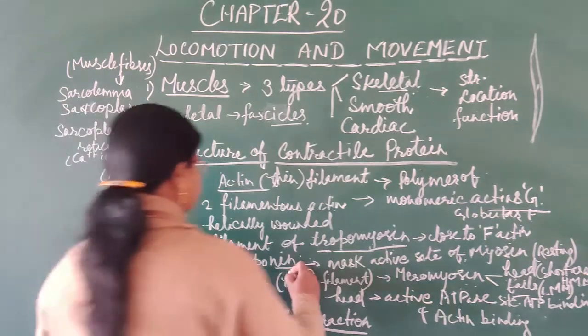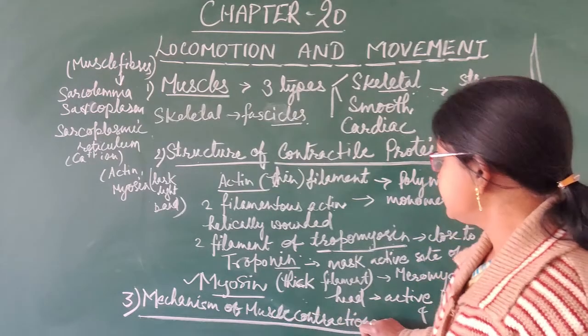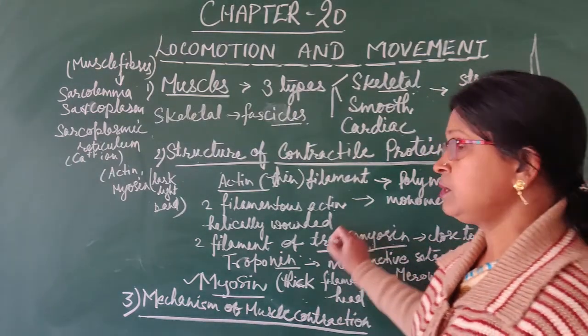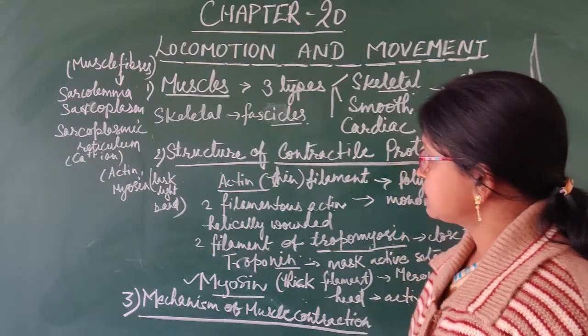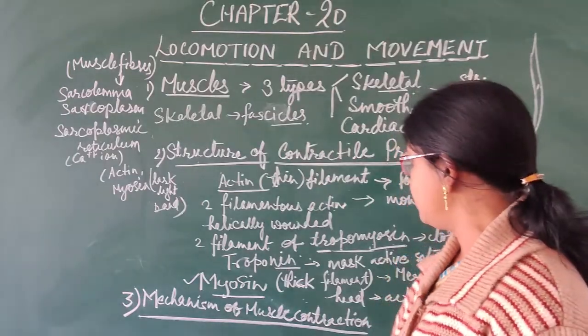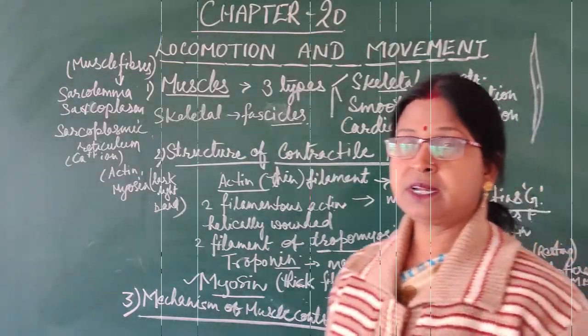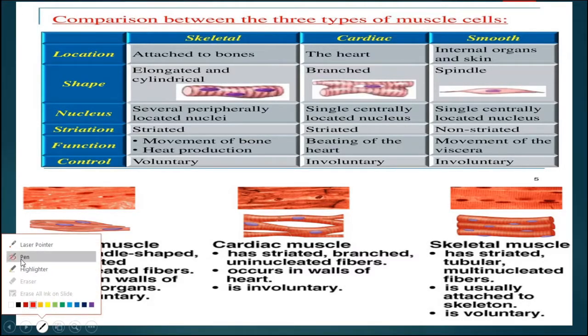Now that we will discuss in the diagram. We will also discuss the mechanism of muscle contraction, how the muscle contracts, what changes take place, and what important phenomena take place during the mechanism of muscle contraction through this diagram. In this slide we can see different types of muscles and their functioning, and in which part they are present.